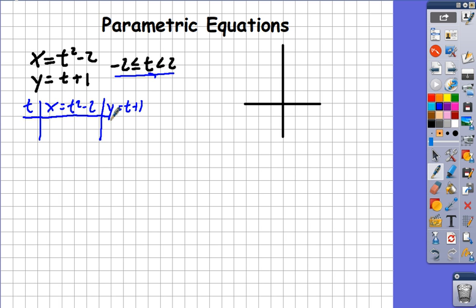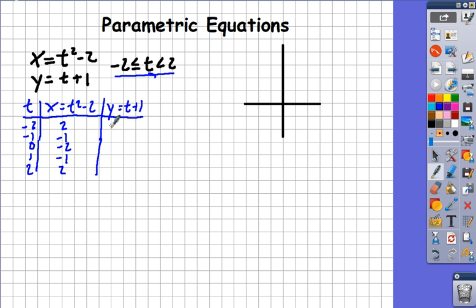So we're going to make a t, x, y table, and in t we're going to put values from negative 2 to 2. So let's go ahead and do negative 2, negative 1, 0, 1, and 2. Extend our line on down, and go ahead and find some values. If we put a negative 2 in, negative 2 squared is 4. 4 minus 2 is 2. Negative 1 squared is 1. Minus 2 is negative 1. 0 squared is 0. Minus 2 is negative 2. 1 squared is 1. Minus 2 is negative 1. And 2 squared is 4. Minus 2 is 2. There's some symmetry going on there.